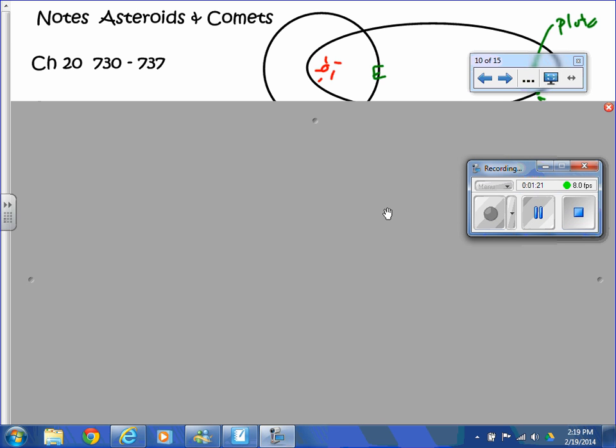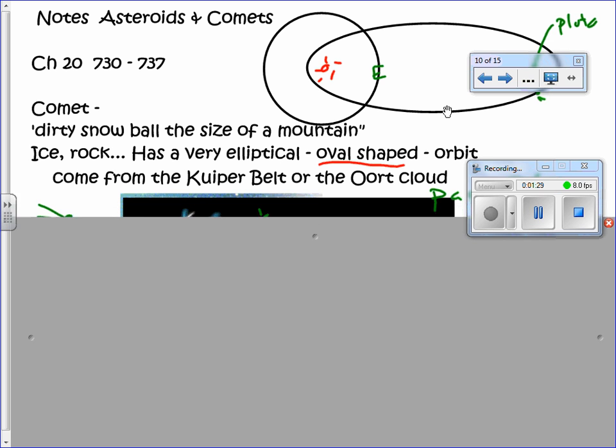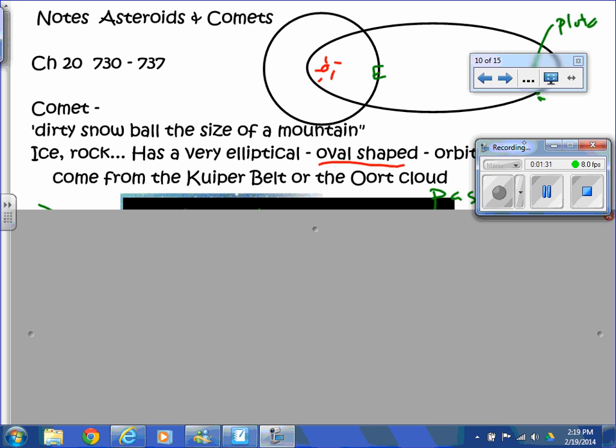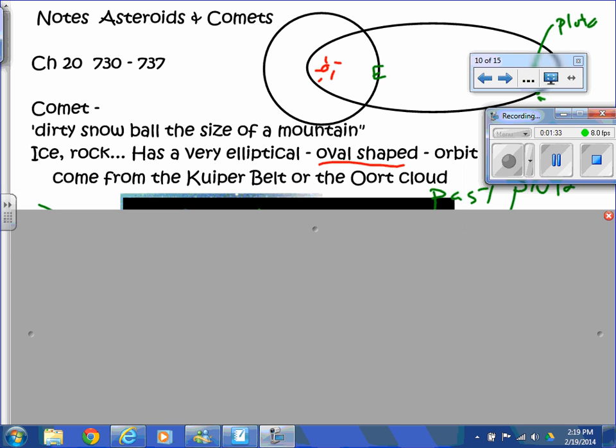So this week, asteroids and comets. You read about this yesterday, and let's talk a little bit about the difference between asteroids and comets. A comet could be called a dirty snowball the size of a mountain. The big difference about comets compared to other things in our solar system is that they are made of ice and rock. So they're mostly made of ice. Most could be water ice, could be dry ice.